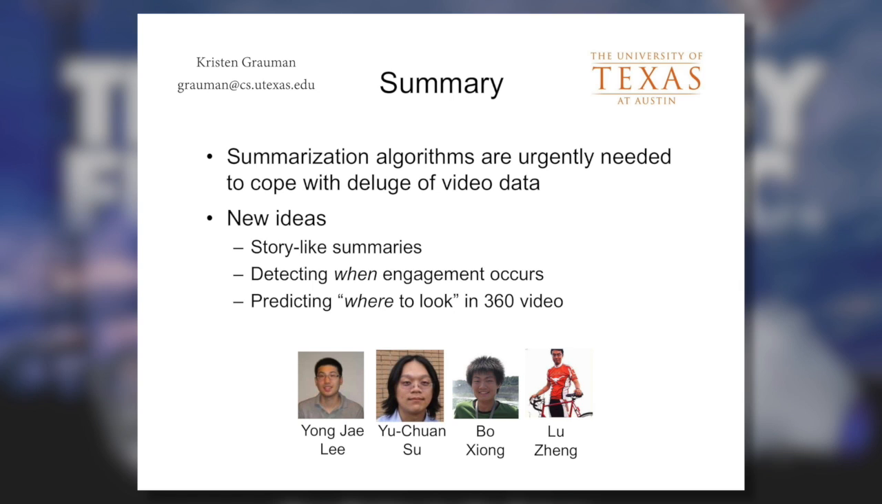I guess the main message of this whole talk is that summarization algorithms are very much needed in order to cope with the deluge of video data, and particularly egocentric and 360 camera data. The new ideas that I told, three things. We talked a little bit about story-like summaries, detecting the time periods when engagement is heightened. And then I talked about this new work on deciding where to look when you're sitting virtually within a 360-degree video. These are all the students I was working with to do the work that I shared today.